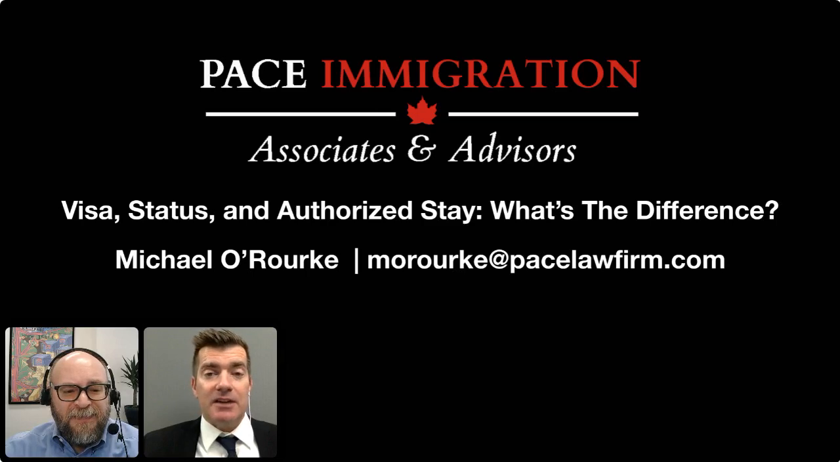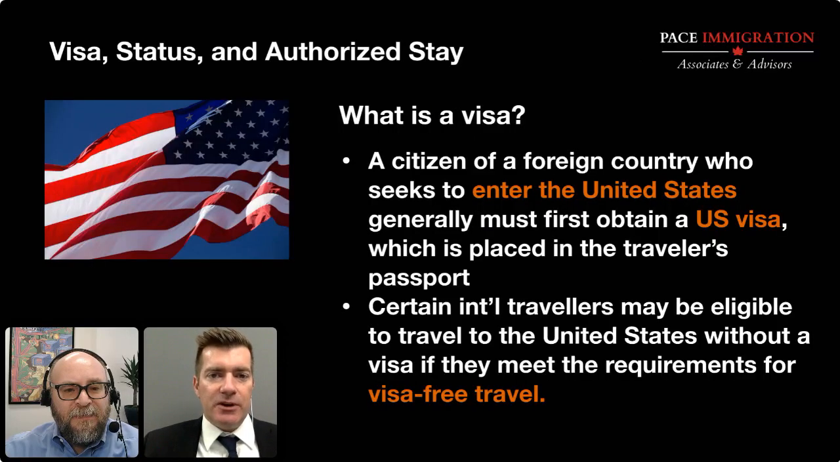Great, thanks. We're getting down to some basics here, some nuts and bolts. I have to admit that even today, after all the talking to you I do about immigration, I still get a little bit confused by these terms. So we have here visa, status, and authorized stay. What's the difference? We'll break down the definitions of these terms in U.S. immigration parlance. We'll start with what is a visa?